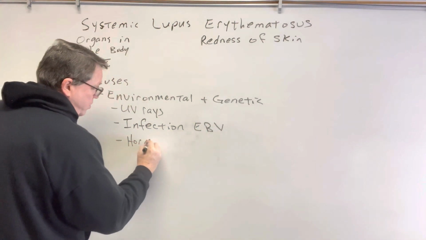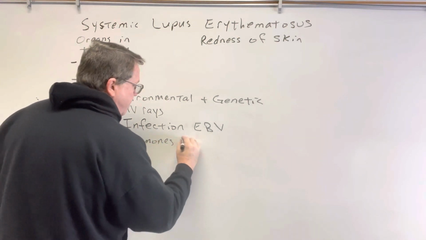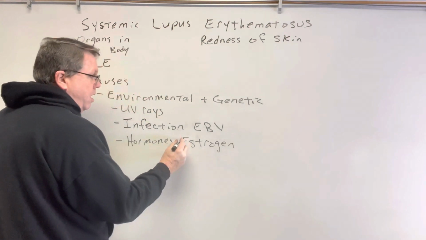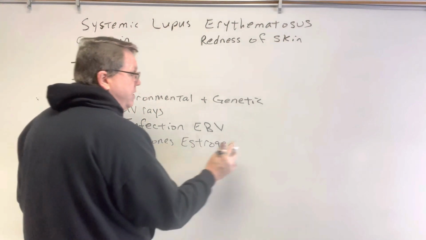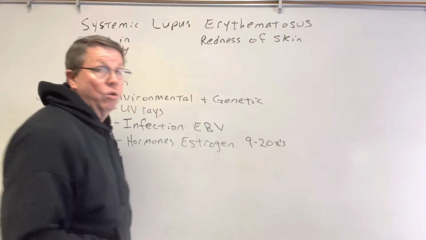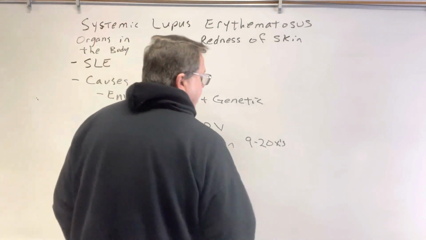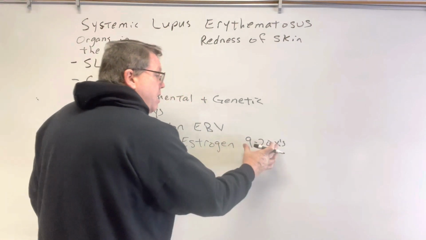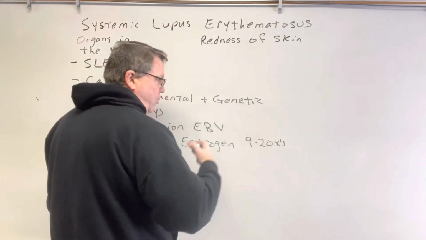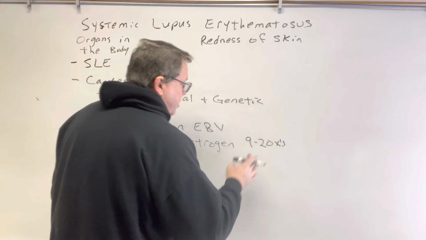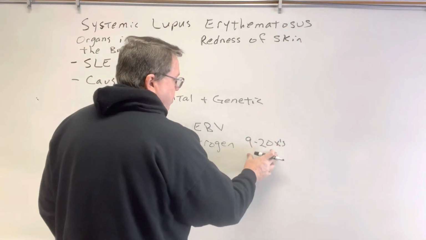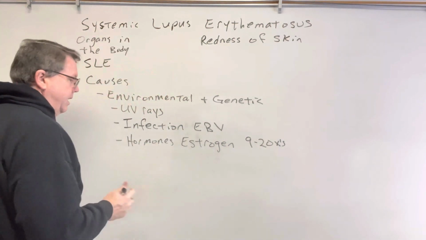It can be due to hormones. The most common hormone is going to be estrogen. So obviously, this is more likely to affect females, especially females of color. Women are 9 to 20 times more likely to get this, depending on what sources you read. Now, during childbirth years, when estrogen levels are higher, they're 9 to 20 times more likely to get systemic lupus. Once you get past those years or before those years, women are still twice as likely to get it.